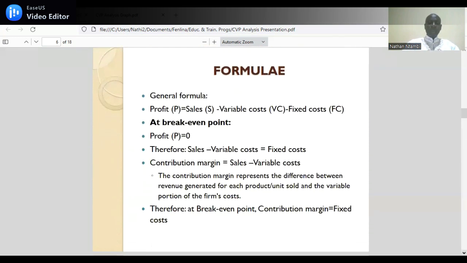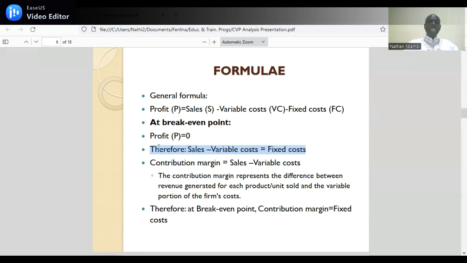The general formula for the CVP analysis states as follows. Profit equals sales minus variable cost minus fixed cost. At break-even point, profit is zero. Therefore, sales minus variable cost will give us fixed cost.